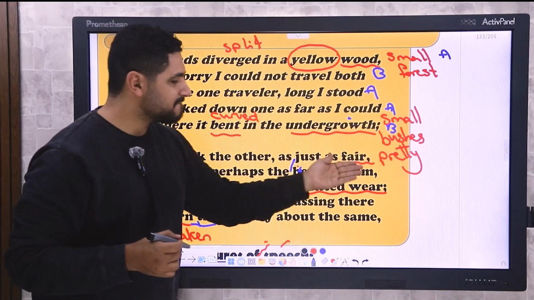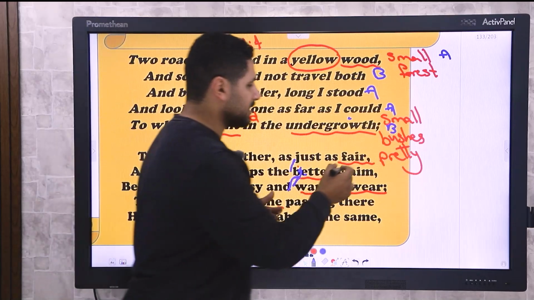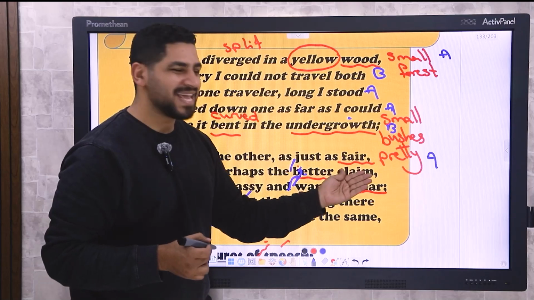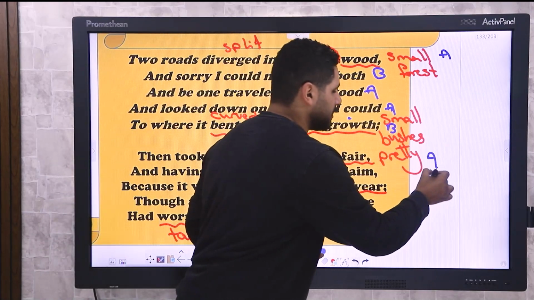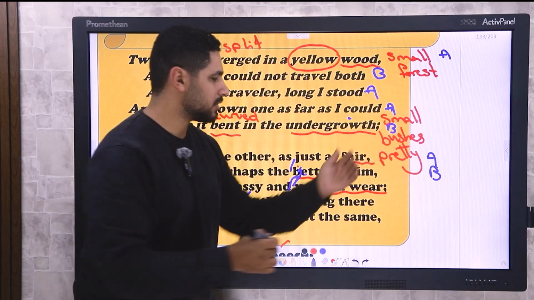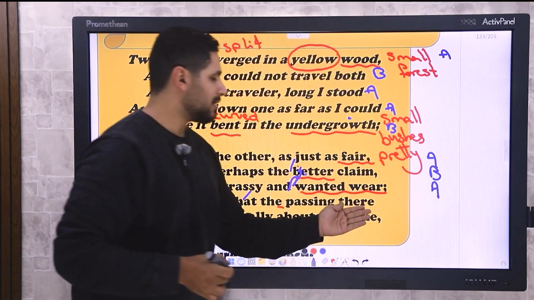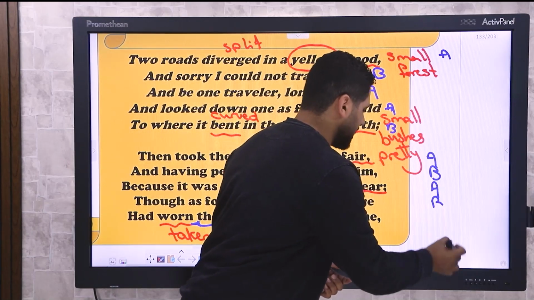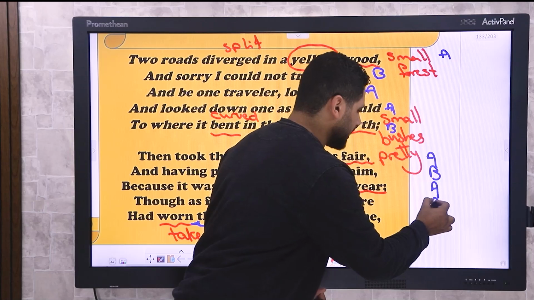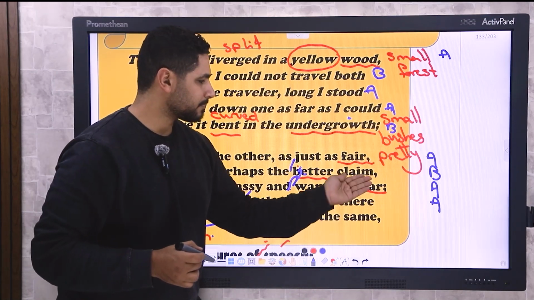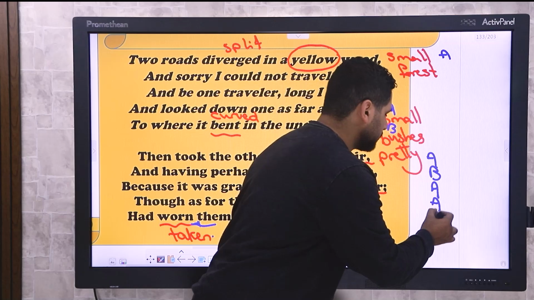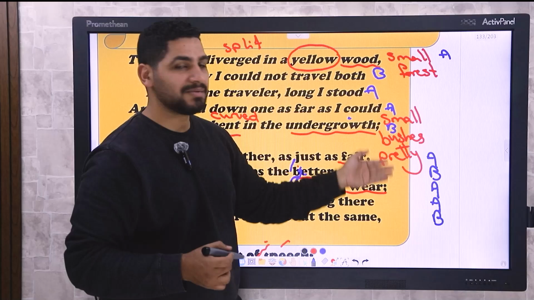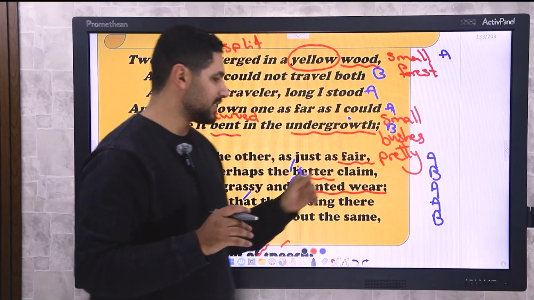The second stanza, fair. If I continue, I will say C, but let's start from A again. Fair, A. Claim, B. Where, A. There, where, there, A again. Same, claim, B. So it's AB, AAB, AB, AAB. So all of the stanzas have the same rhyme scheme.